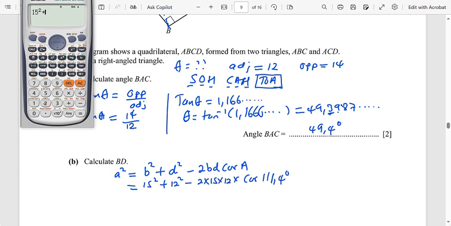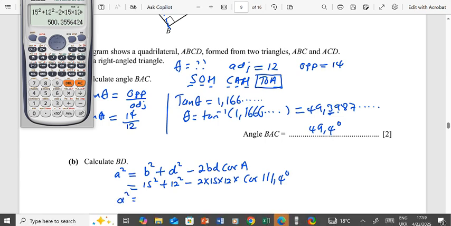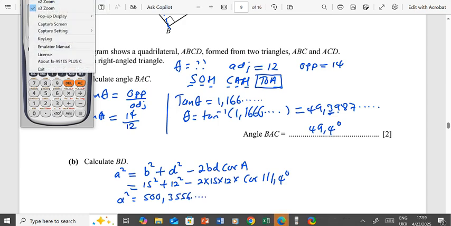So 15 squared plus 12 squared minus 2 times 15 times 12 times cosine of an angle 111.4 degrees. So the answer, A squared is equal to 500.3556 dot dot dot. Question is progressing.